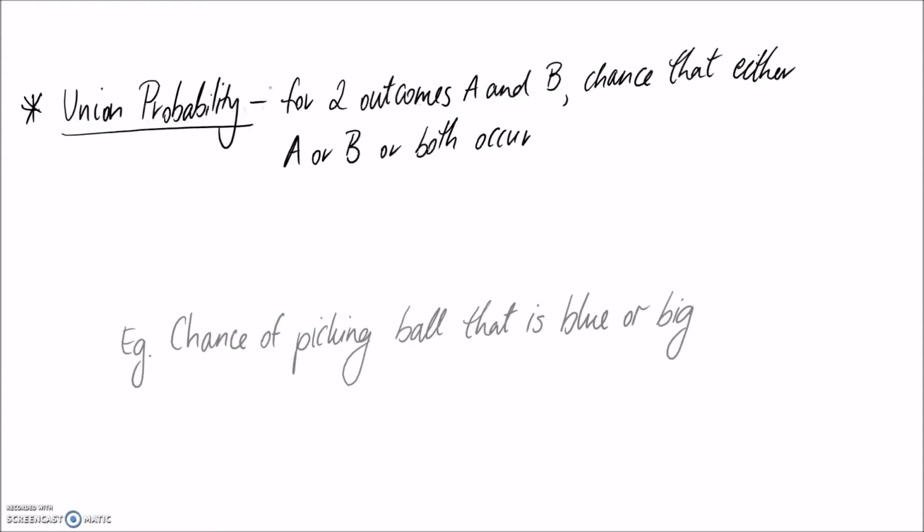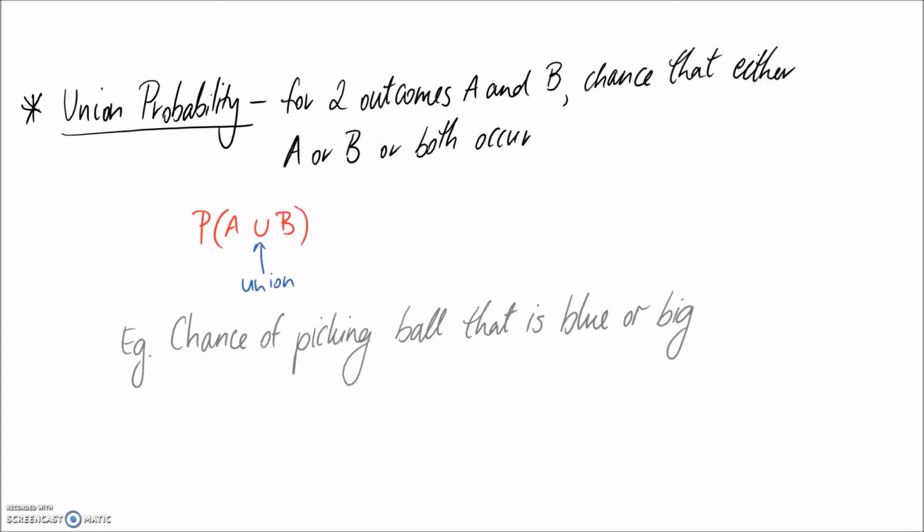So this one is when we have, for two outcomes, A and B, the chance that either A or B or both are going to occur. There's actually a formula that we can use to help us out in calculating this one. So that is the probability of event A or B or both occurring. Okay, that's what this little U thing here is. So this is the union. Remembering that the union just means the chance of A or B or both occurring.